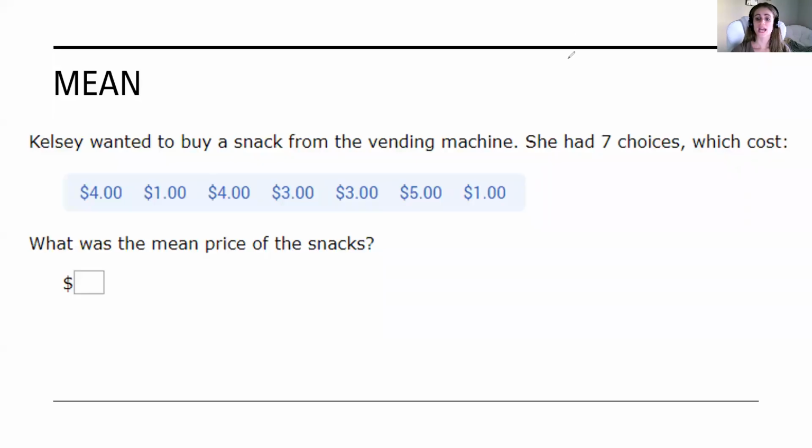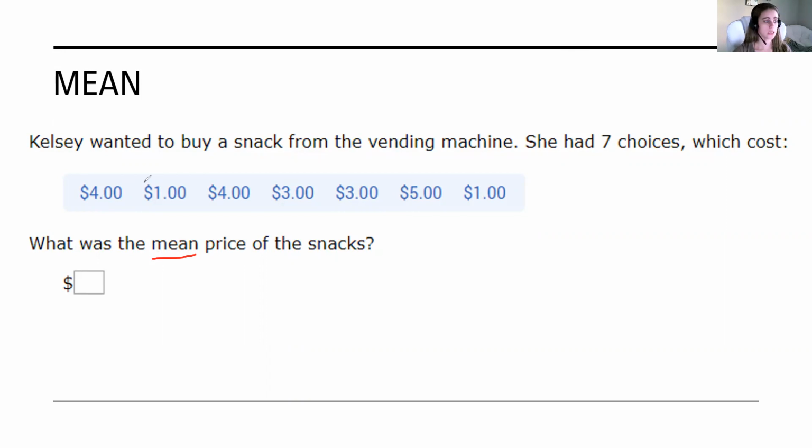Let's try another one. Kelsey wanted to buy a snack from a vending machine. She had 7 choices, which cost $4, $1, $4, $3, $3, $5, and $1. What is the mean price of the snacks? One of the most important things with this assignment is reading carefully to make sure, are you finding mean, median, mode, or range? In this case, we are finding mean.